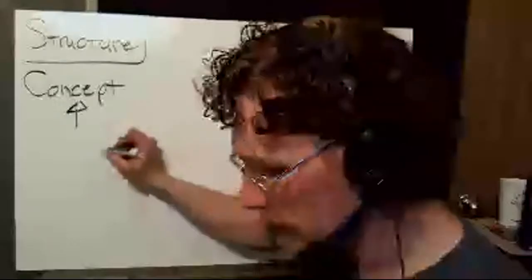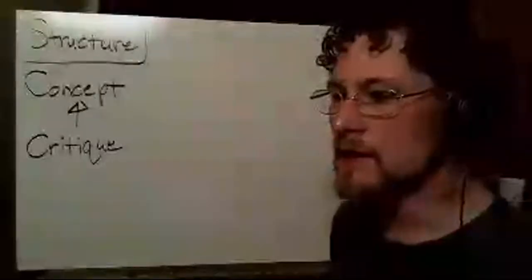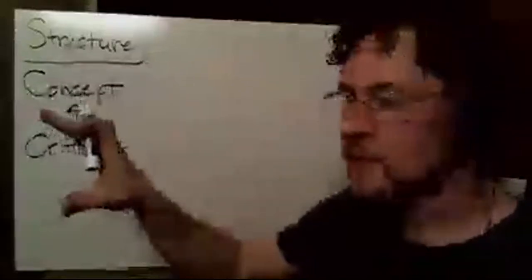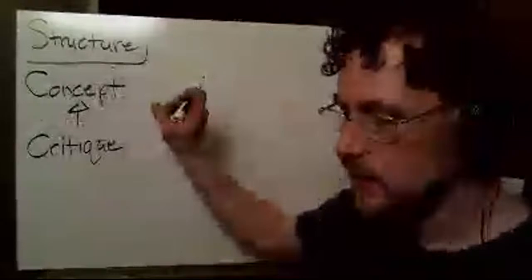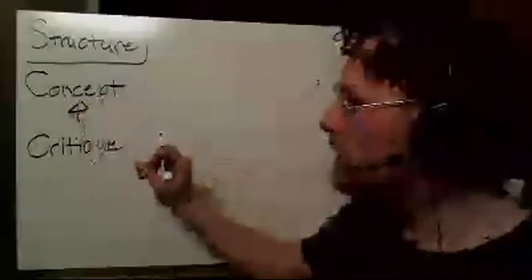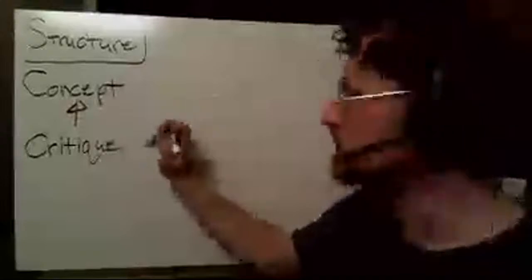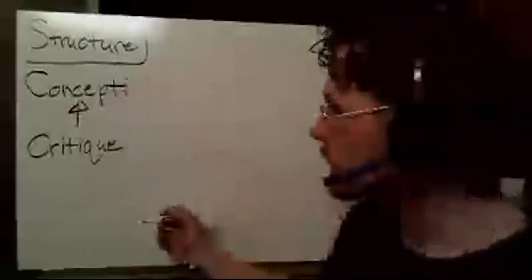Next, you have a critique of that concept. This would be something like a single well-organized point, saying how the concept could be changed, what's wrong with it, how it could be improved. The buzzwords I'm looking for are complete and accurate. Is this concept complete or is it accurate?